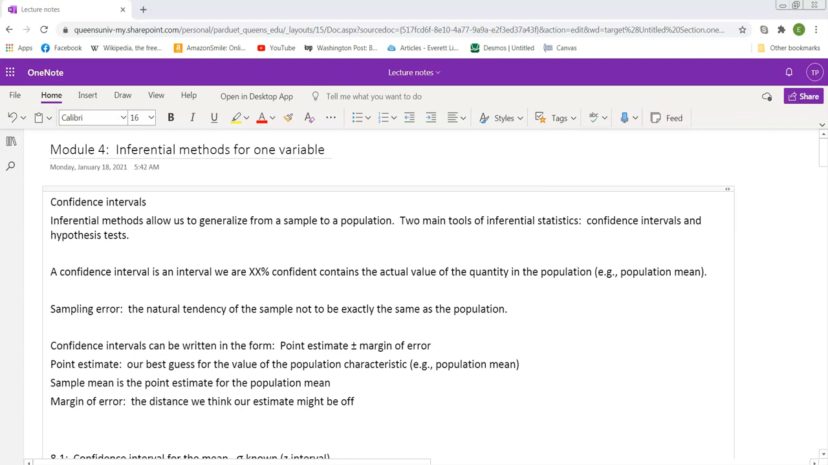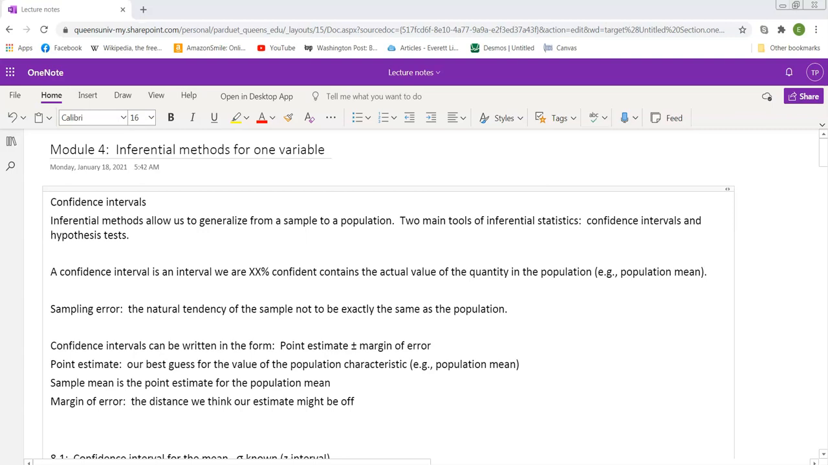So the two main tools we're going to be using are confidence intervals, so we're going to learn about those this week, and hypothesis tests, and those are coming up starting next week for the whole rest of the course. So we're going to have a lot of fun with hypothesis tests.